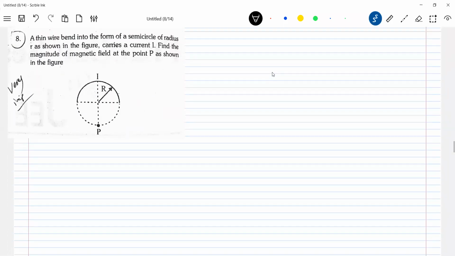A semicircular wire. You can assume the current here, it's not mentioned. Okay, let it be in this direction. Instead of asking at the center of the semicircular wire, it is asking at point P. This is the O. Okay, try this. I think guessing is not possible. We should fight with the mathematics.